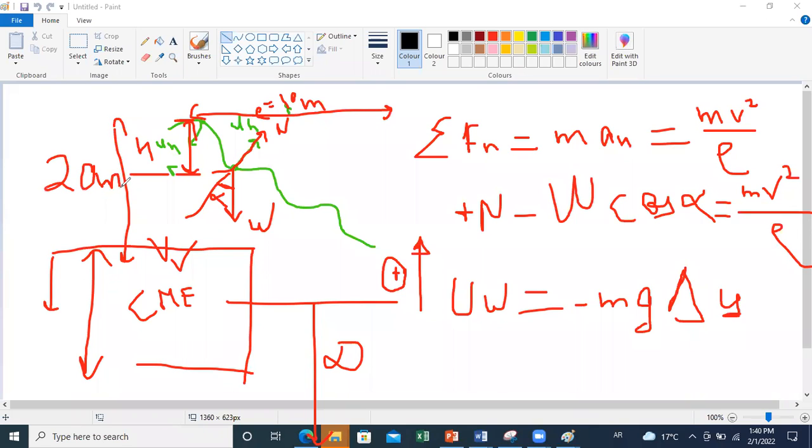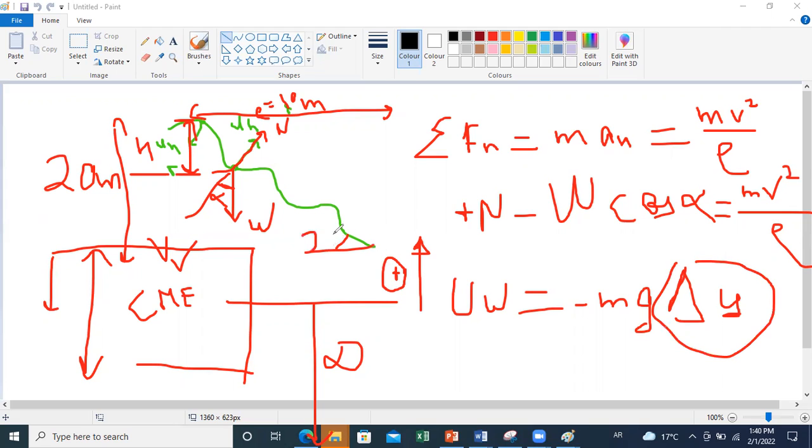Okay, so do you need to know anything else to know the work of the weight? Or do you only care about the change in y? Change in y. So you don't need this angle, you don't care about it.